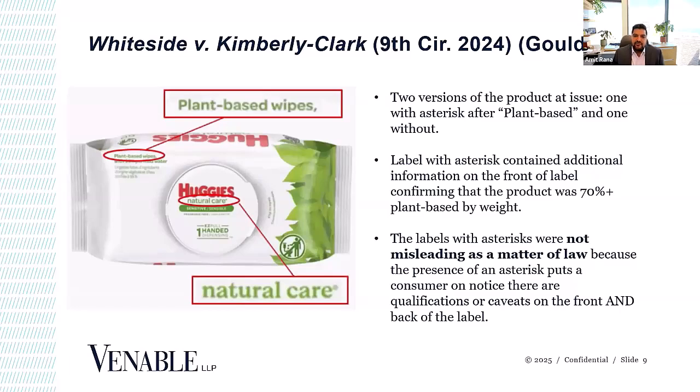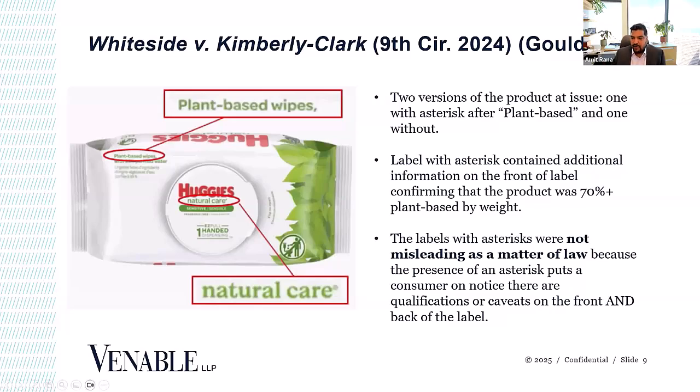The easier decision, I think, for the court was on the asterisk claims. The court said these were not misleading as a matter of law because the presence of an asterisk puts a consumer on notice that there are qualifications or caveats on the front or back of the label. In this case, the qualification was on the front, proximate to the plant-based wipes, which I think helped, but it did open the door for an asterisk or an arrow to invite consumers to look for more context, whether it's on the front or back of the label.